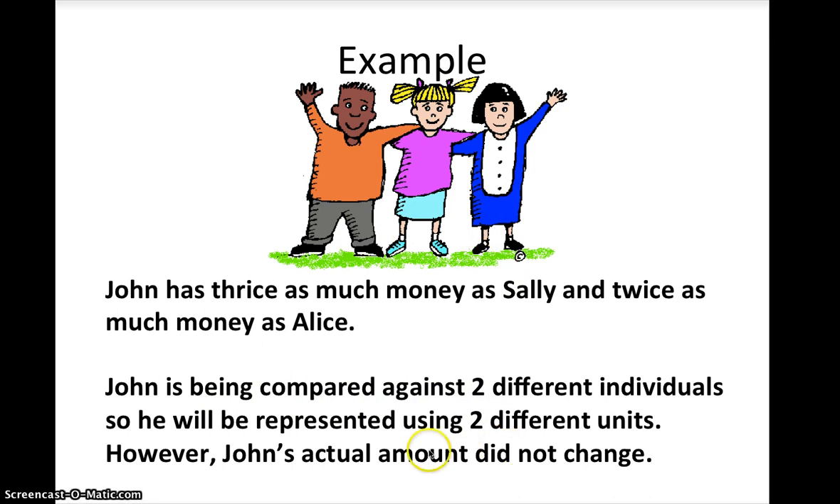But ultimately, I know that John's amount of money is still the same. Whether I compare with Sally or whether I compare with Alice, John's amount is still the same. If he has $30, no matter who I compare with, he will still have $30. Okay, let's move on to another question so that you can see the concept clearer.